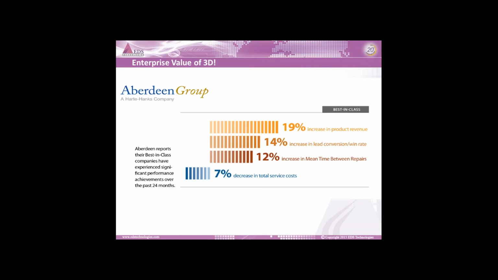So 14% of that is the increase in lead conversion or win rate. 12% of it is when it comes to service and maintenance, where you can repair or act immediately on existing issues because of the visualization that is made available across your enterprise or to the customers whom you are trying to address these issues.